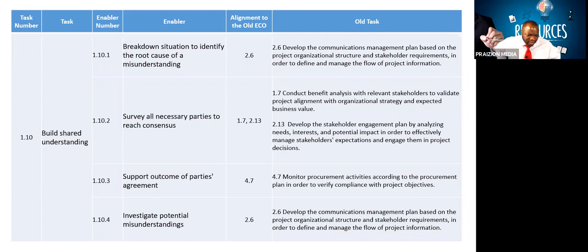In the old outline, we have monitor procurement activities. So this is where we ensure that the outcomes from a procurement are what we expected. And last but not least, we have developed the communications management plan again. So when you really look at it, whichever way we can, we need to understand issues on the project. We need to understand the root cause of misunderstandings. We need to survey all necessary parties.